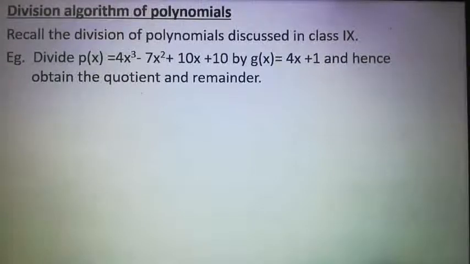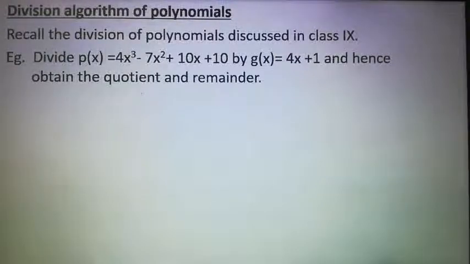Let us consider the polynomial p of x, 4x cubed minus 7x squared plus 10x plus 10, divided by g of x equals 4x plus 1, where we take the polynomial p of x as the dividend polynomial and g of x as the divisor polynomial, and hence obtain the quotient and remainder. This is our topic.